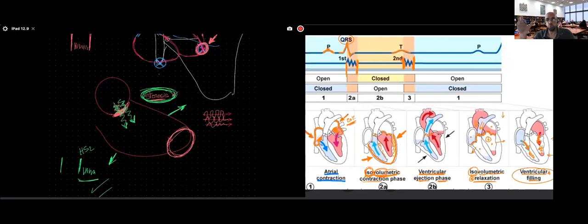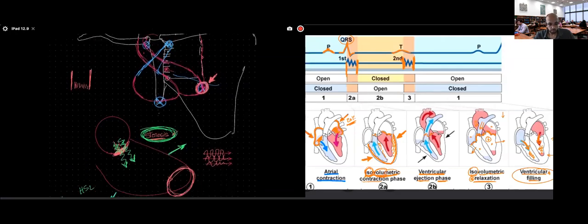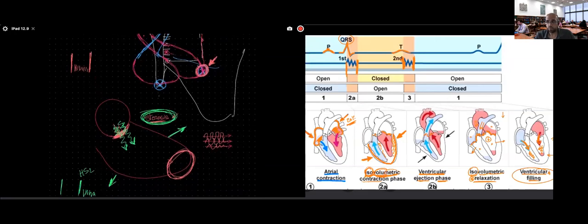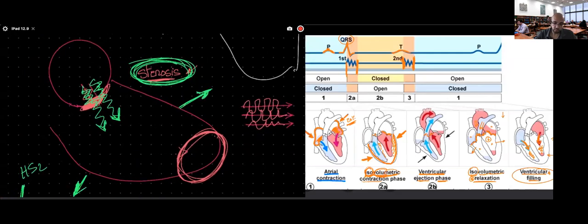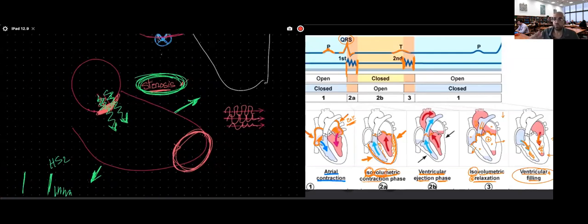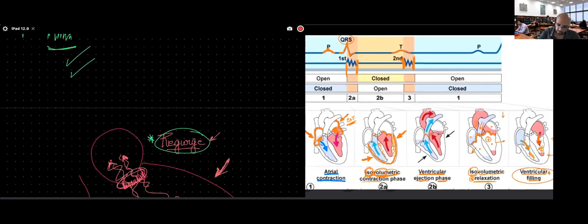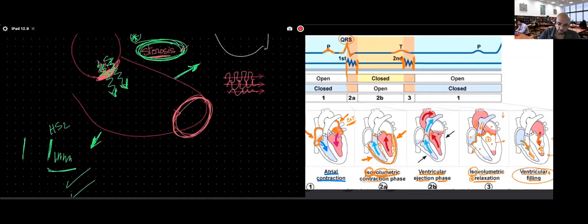I'm not expecting you to diagnose diseases based on the heart sounds and murmurs. All right, I'm not expecting you to do so. What you are supposed to know for this class is that we have two different types of valvular defects, which are stenosis and regurg. This is a leaking valve. This is a narrow valve.